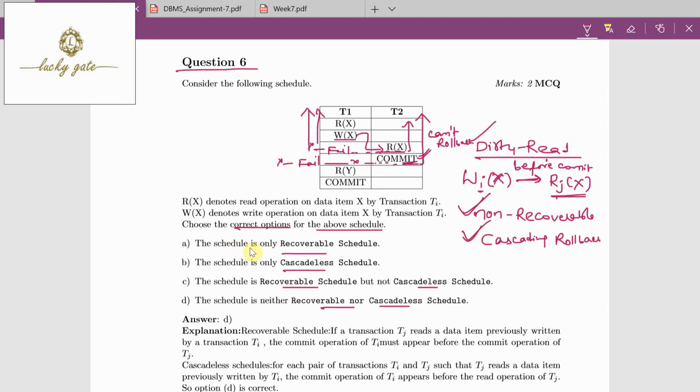Option A says the schedule is only recoverable, which is incorrect. Option B says the schedule is only cascadeless, which is incorrect because cascading rollbacks are also possible in the given schedule. Option C says the schedule is recoverable, which is incorrect because it is non-recoverable. So option D says the schedule is neither recoverable nor cascadeless, which is correct. So the answer for question number 6 is option D.